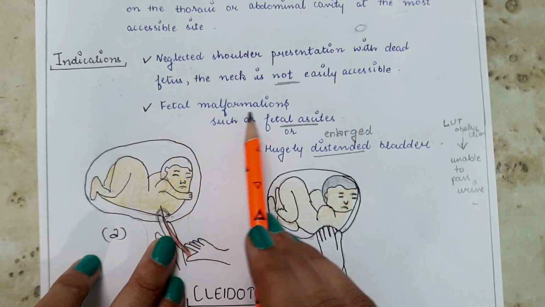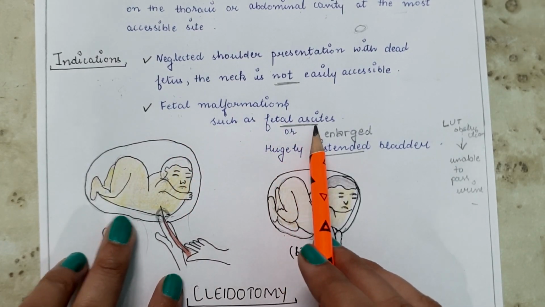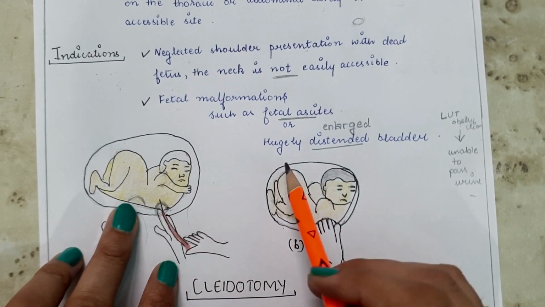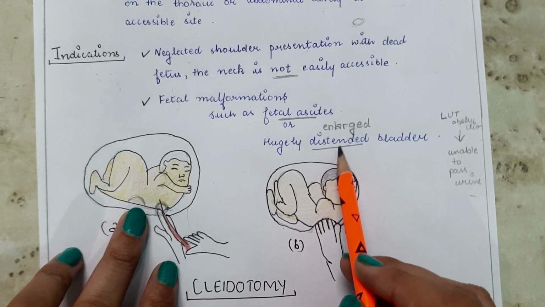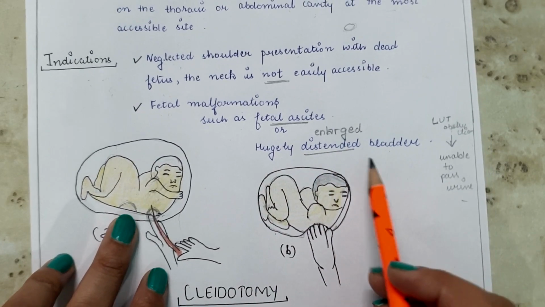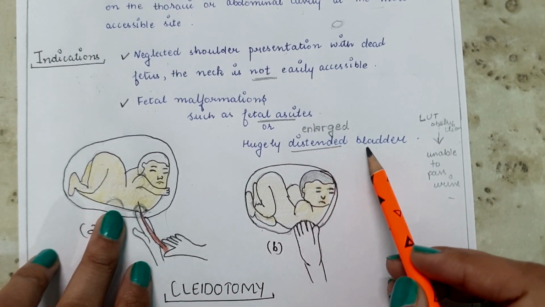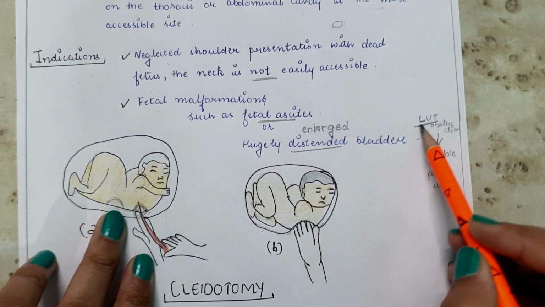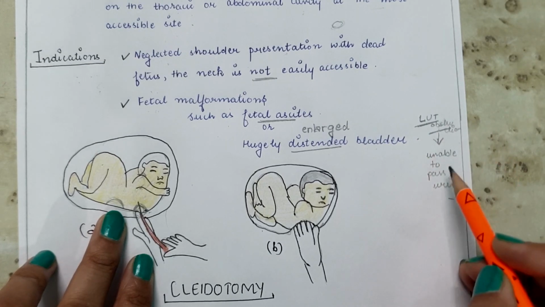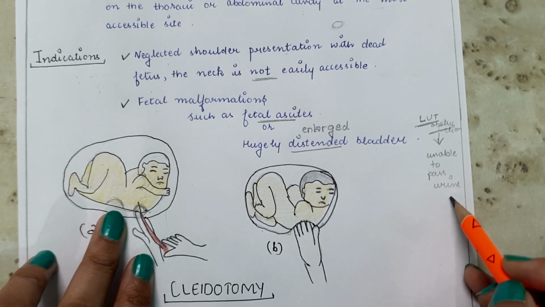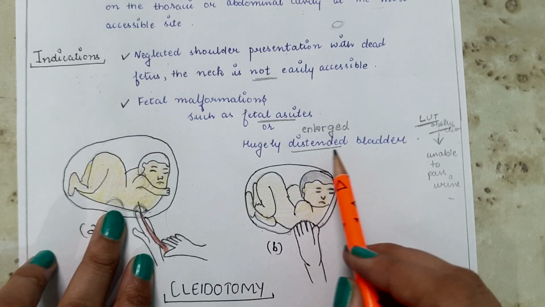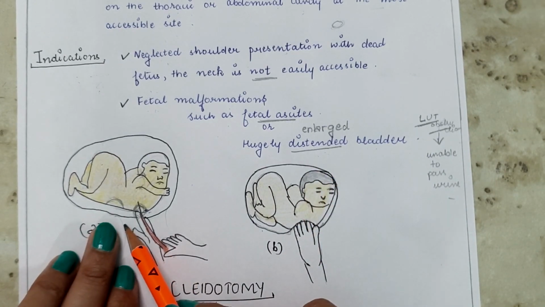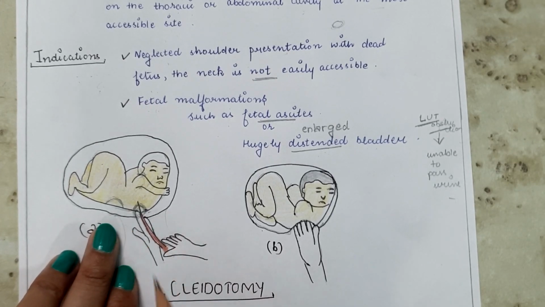Next indication is fetal malformations. First one is fetal ascites, when free fluid is accumulated in the abdomen. And second one is a hugely distended or enlarged bladder. So in the case of a fetus, why does the bladder become enlarged? That is when there is a lower urinary tract obstruction, due to which the fetus is unable to pass urine. In that case the bladder becomes distended, and the evisceration is performed so as to deliver the fetus easily through the birth canal.